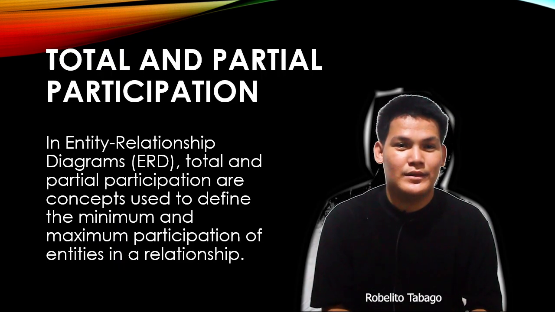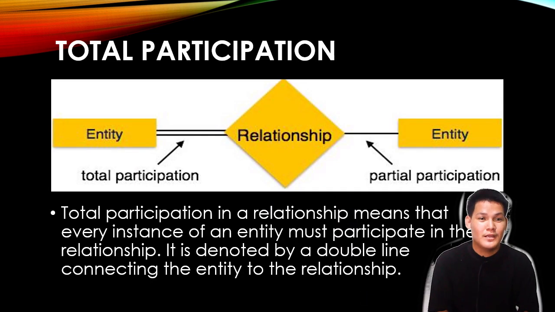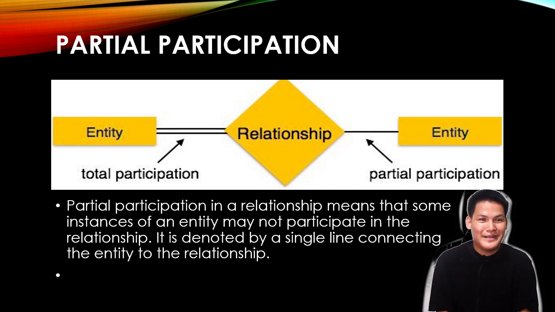In an entity relationship diagram, or ERD, total and partial participation are concepts used to define the minimum and maximum participation of entities in a relationship. Here are the definitions. Total participation in the relationship means that every instance of an entity must participate in the relationship. Partial participation in the relationship means that some instances of the entity may not participate in the relationship.